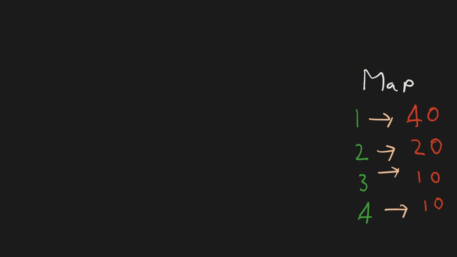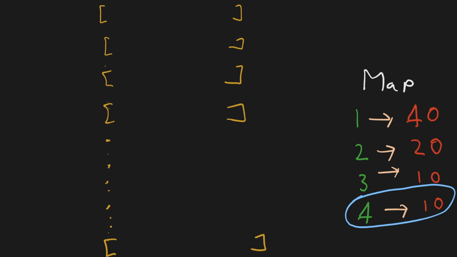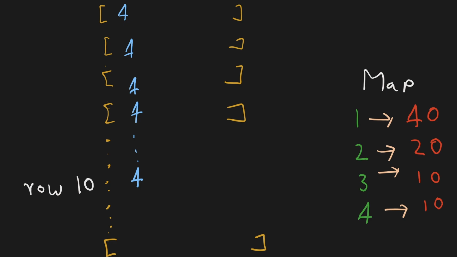Let's try to understand this with the help of a bigger example. Here the maximum frequency is 40, so we'll need at least 40 rows. We'll now iterate over our hash map in any order. So let's say we first encounter this number. We see that it has to be placed in 10 different rows. So we can start from the top row, and place it in the next 10 rows. Similarly, when we encounter this number, we'll have to place it in 10 different rows again, starting from the top.